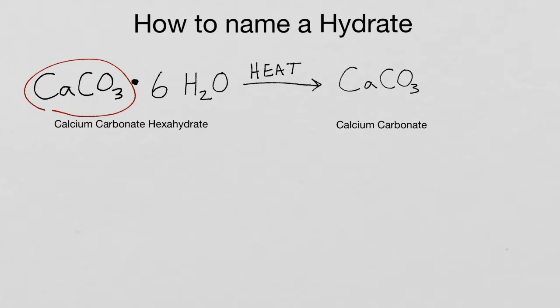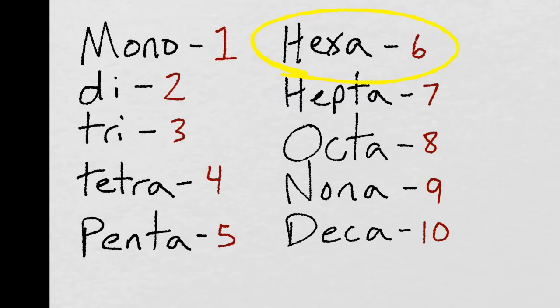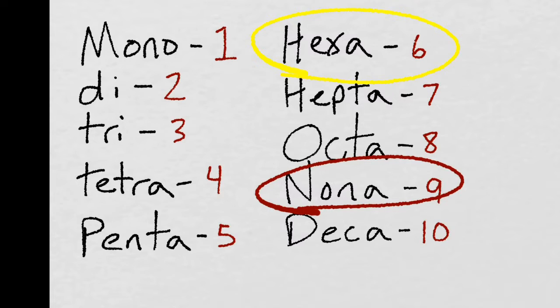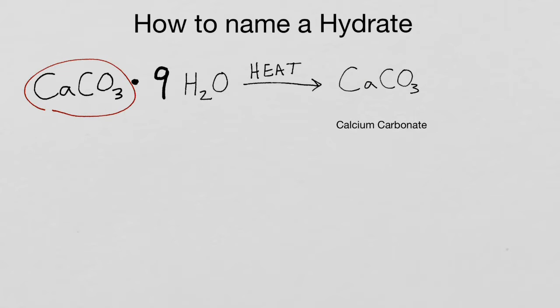Remember, we are naming hydrates. So this would be calcium carbonate hexahydrate. If there was 9 waters instead, then we would go and look again at our prefixes, and in this case, we're going to look for 9, nona, and call this calcium carbonate nonahydrate.